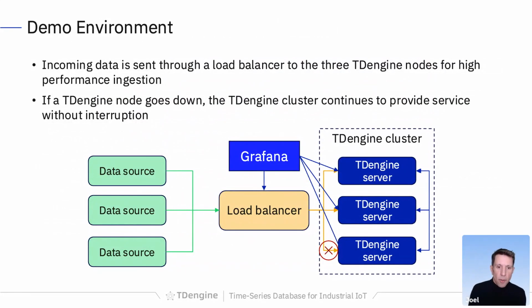So for our demo today, we'll see that incoming data from our data source is going to a load balancer, which is then in front of our TDengine cluster. We'll also be using Grafana to monitor the situation. And we've just received intelligence that somebody is trying to take out TDengine server number 3. So let's go to our demo and see what we can do about this.